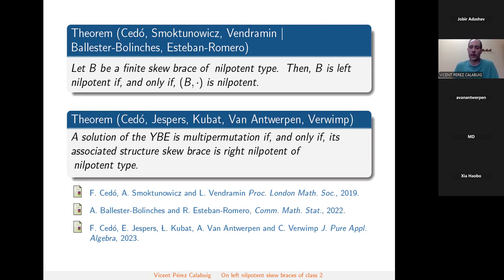The result was also proved by Ballester-Bolinches and Romero using group theoretical methods applied to the semi-direct product associated to a skew brace. And this shows that left nilpotency has a very good behavior in terms of nilpotency associated to the semi-direct product associated to B. Okay, and what about right nilpotency? Do we have a similar result for right nilpotency?